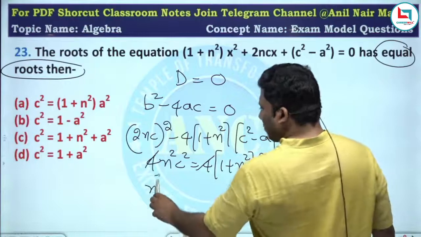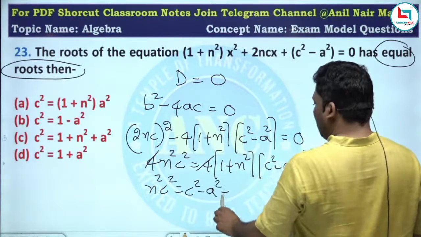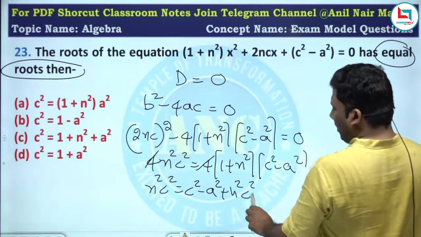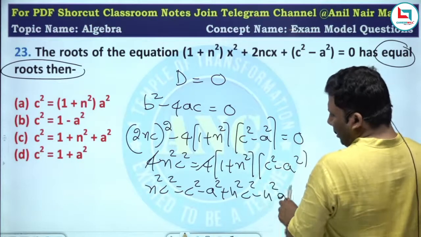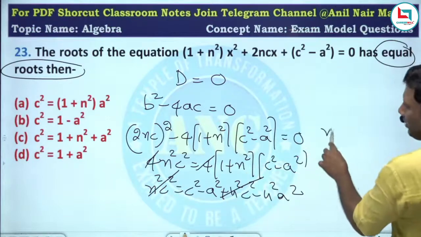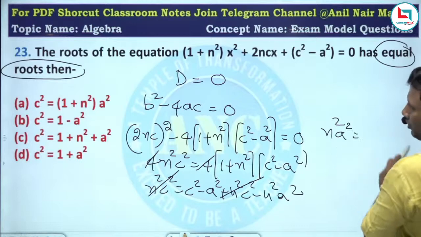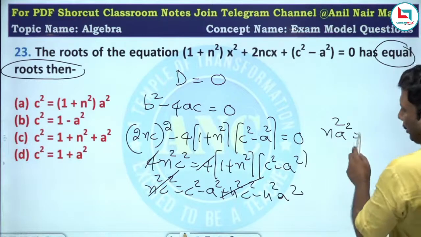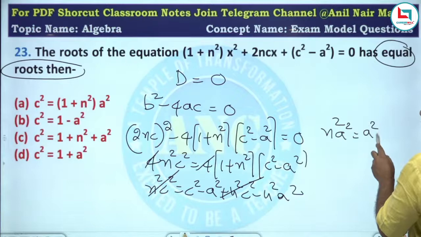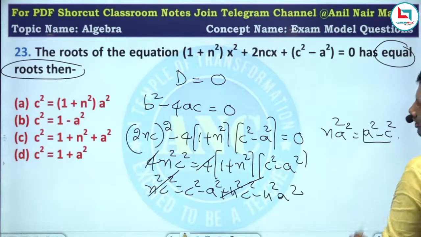Now what is there? n square c square equivalent to c square minus a square plus n square c square minus n square a square. n square c square cancel. That means n square a square equivalent to a square minus c square. Where is the option? Let us see.